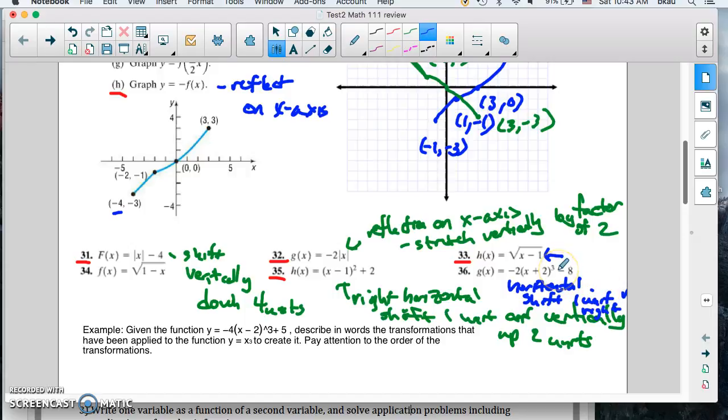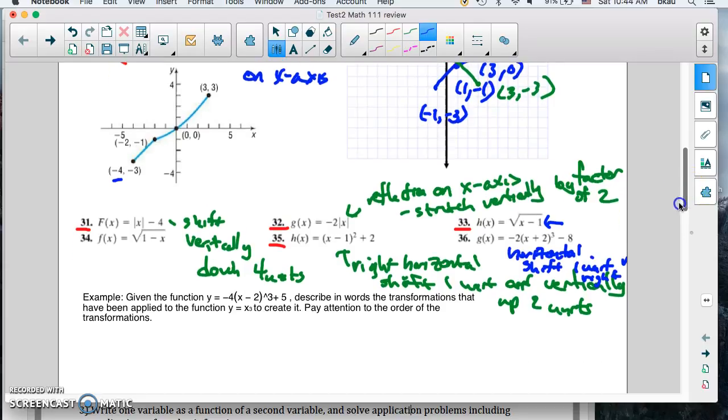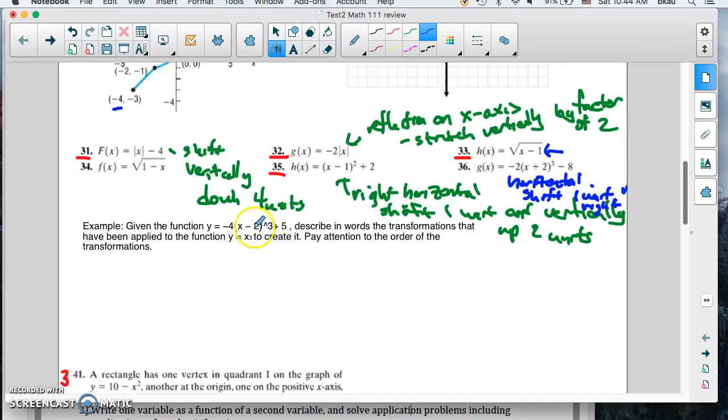Okay, so that's describing those different shifts. Okay, and then this one, what was common here is we always work our way outward. So this one would have several different things that would happen to it, actually 4 different things. It would take the cubic function, and then it would shift it right horizontally 2 units.